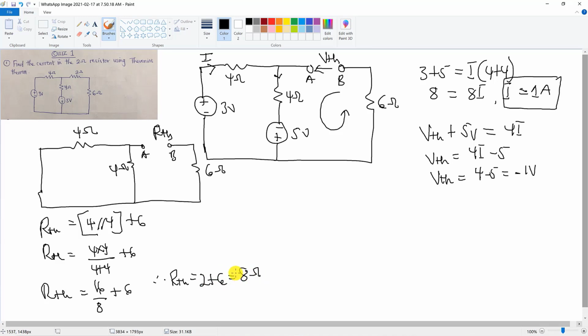Now, since we are done finding the RTH and the VTH, we can quickly put them into the Thevenin's equivalent circuit. So putting them into the Thevenin's equivalent circuit, we simply find the current that acts in that circuit, and that current becomes the current that goes through the 2 ohm resistor. So drawing the Thevenin's equivalent circuit, we have this.